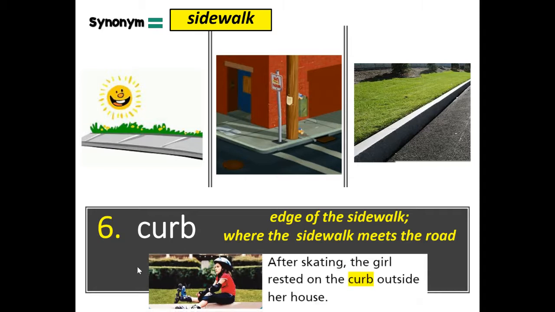And so after skating, the girl rested on the curb outside her house. Or you could say, after skating, the girl rested on the sidewalk outside her house. Think about it. Why do you think some roads have a curb, but others do not? So why do you think some roads have a sidewalk, but others do not?